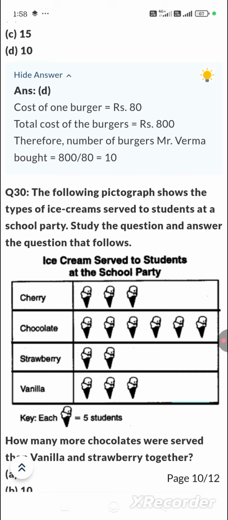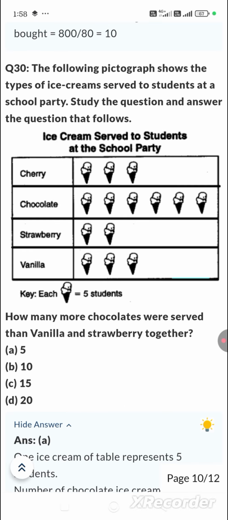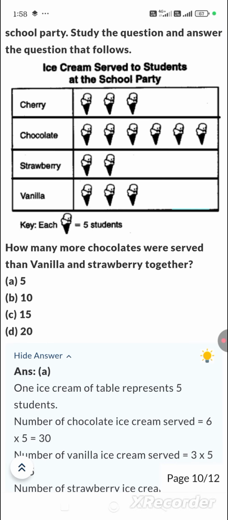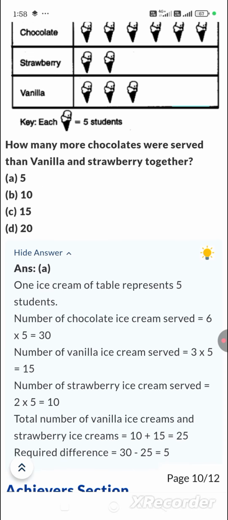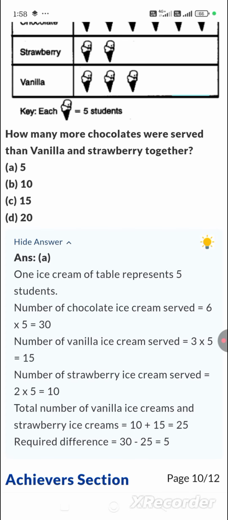The following pictograph shows types of ice creams served to students at a school party. Study the pictograph and answer the question that follows. How many more chocolates were served than vanilla and strawberry together? Answer is option A. One ice cream in the table represents 5 students.